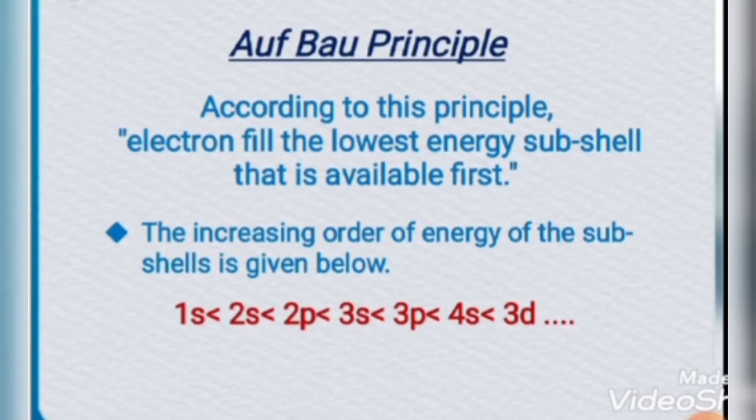Now, what is Aufbau Principle? According to this principle, electrons fill the lowest energy subshell that is available first. What does it mean? It means that if I want to fill electrons in subshells, how can we fill? We fill electrons first in 1s, then 2s, then 2p, then 3s, according to this increasing order of energy of subshells.